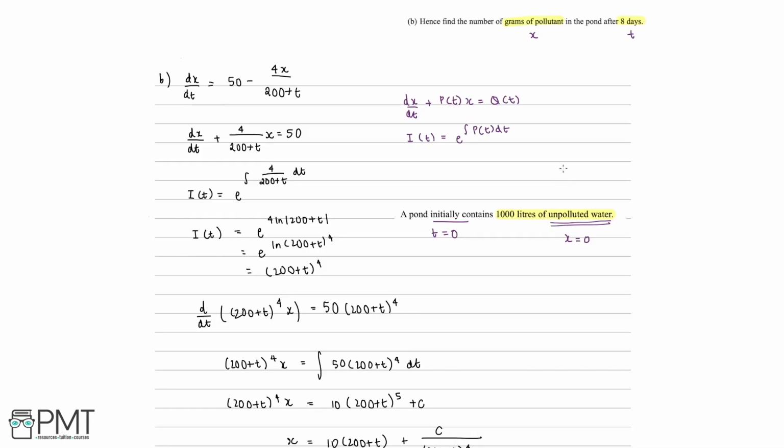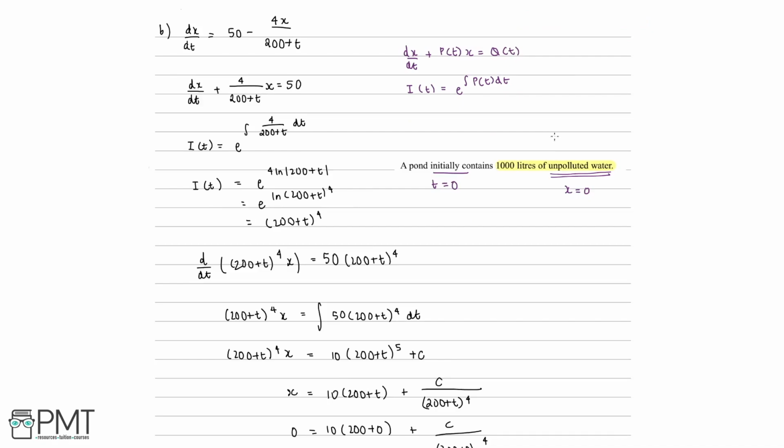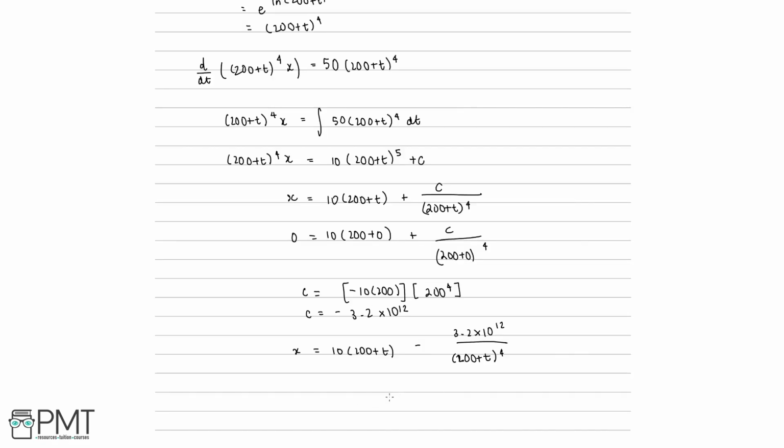And hence we can find the grams of pollutant in the pond after 8 days, as after 8 days t is equal to 8, and we can plug t is equal to 8 into our equation to give you x is equal to 10 times (200 plus 8) minus 3.2 times 10 to the 12 all over (200 plus 8) to the power 4. And this will give you approximately 370 grams of pollutant in the pond after 8 days, and that's our answer.